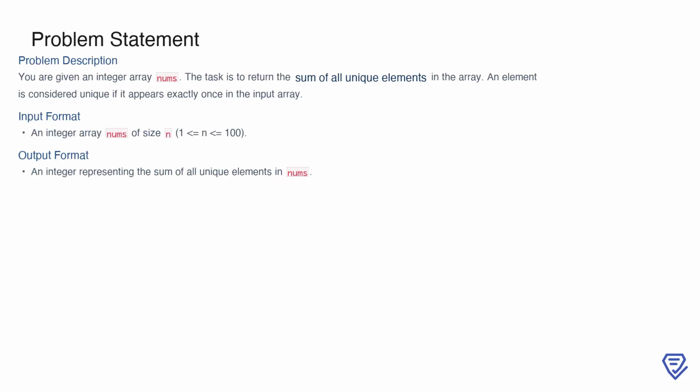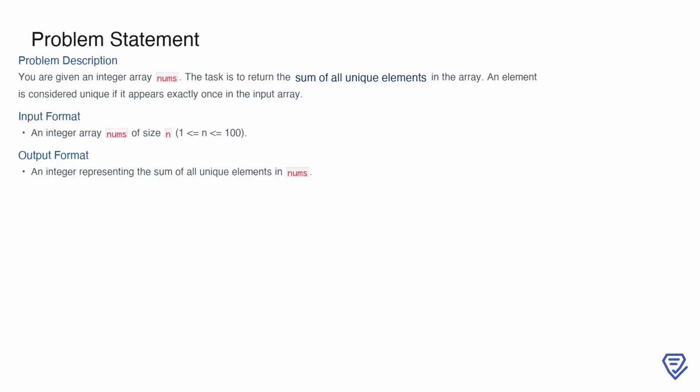In this problem, you are given an integer array called nums. Your objective is to calculate the sum of all the unique elements in this array. Now, what do we mean by unique? An element is considered unique if it appears exactly once in the array. For example, if a number shows up more than once, it's not unique, and we won't include it in the final sum. Let's also clarify the input and output formats.